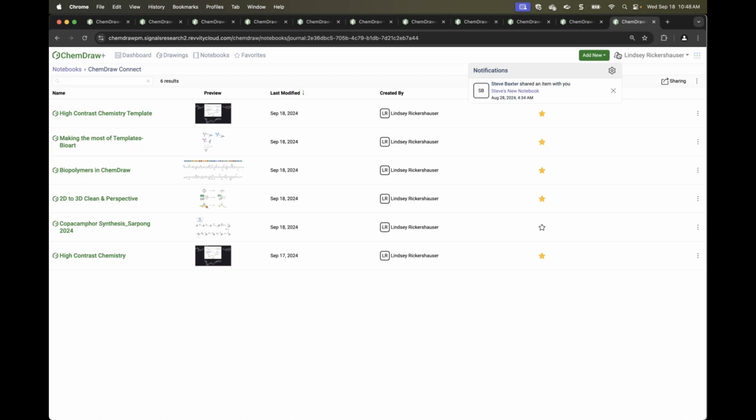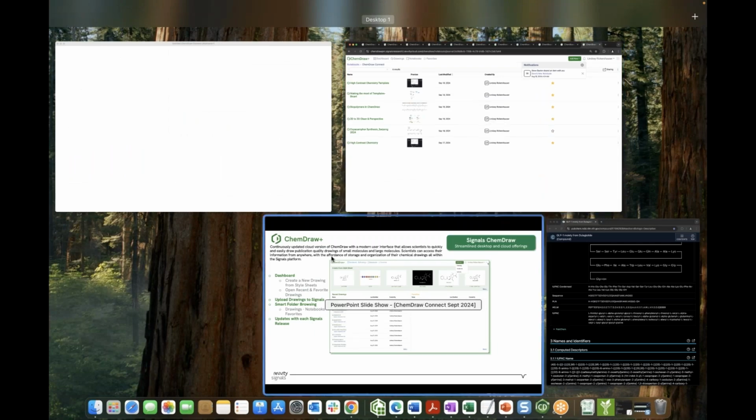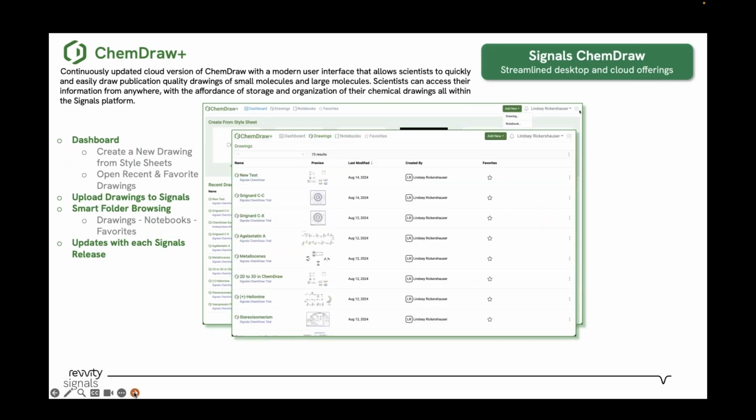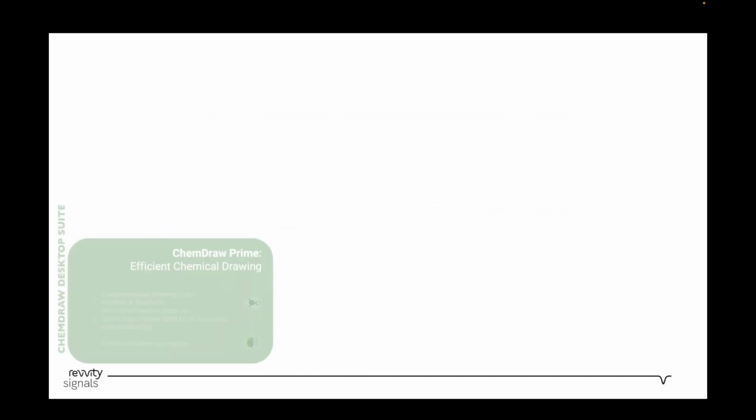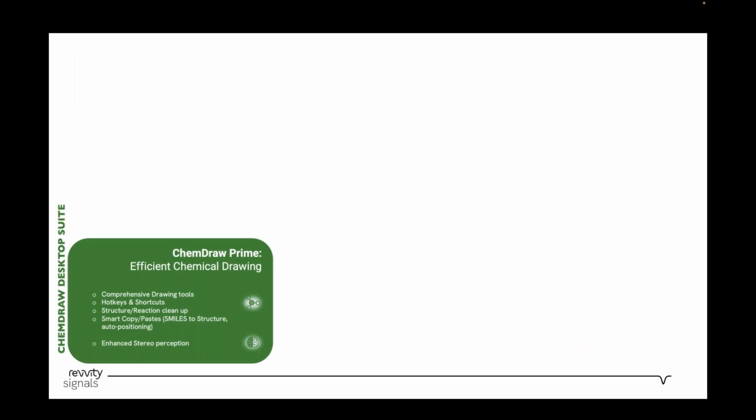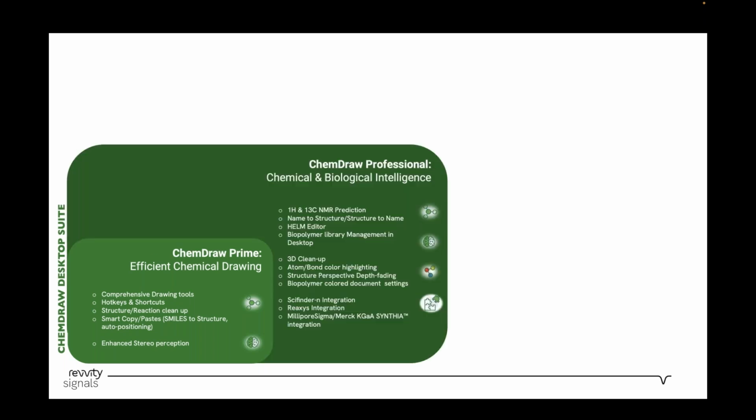With that, I'll just go ahead and pop back into my slides as a quick wrap up. So you may be wondering how you could get access to ChemDraw Plus. Within the ChemDraw product portfolio, we have a few different offerings. We've got ChemDraw Prime, which gives you the basic, most efficient chemical drawing tools available in ChemDraw Desktop itself. You also have ChemDraw Professional, which adds additional features and functions on top of that in the chemical and biological intelligence areas. Additionally, it provides integrations out to applications such as SciFinder, Reaxys, etc.